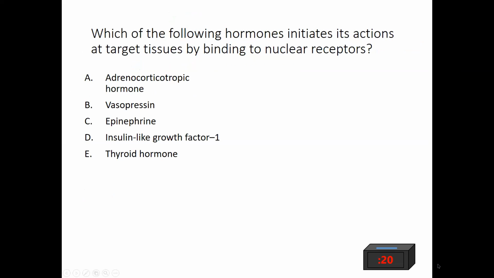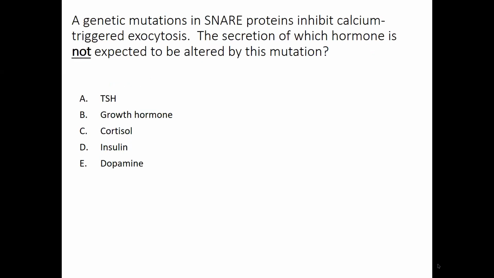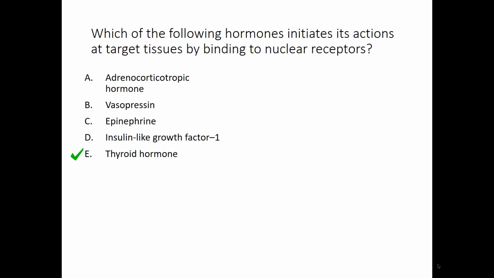Which of the following hormones initiates its reactions at target cells by binding to nuclear receptors? We went over these, so your body figures it out. Anybody have an idea? Is there more than one correct? Not that I know of. All right, so it said E. That's true. So thyroid hormones, like steroid hormones, are going to bind to nuclear receptors that elicit a biological response.